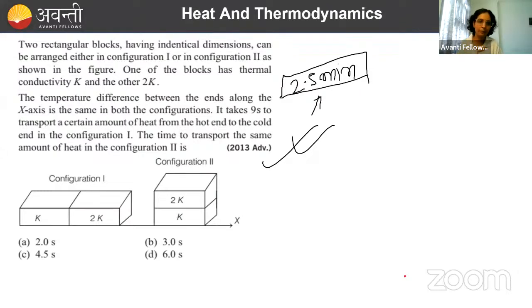Each slab is of equal dimension, right? Area and length for each one is the same. Thermal conductivities are given in your question, right? Yes, correct. Very good. Others, please. Yes, Rishabh. Tripti, done. Very good. Others, please.